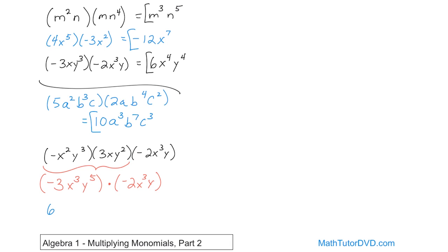And then I look at my x's. Here's a base of x. 3 plus 3 is 6, so it'll be x to the sixth power. And then I have y to the fifth and y, so I can add those together, which is 5 plus 1 is 6, so y to the sixth power. So the answer is 6x to the sixth times y to the sixth power.